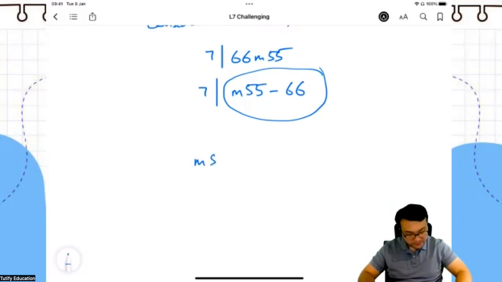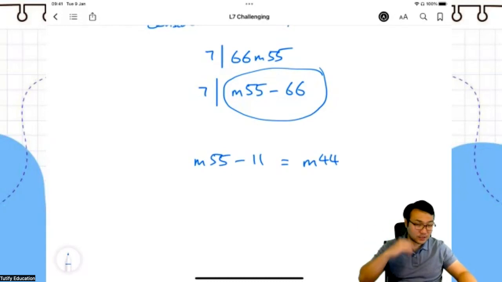Can you have any idea how to simplify this? Because 55 is a bit too small. If I have M55, let's say I minus 11, very easy, I can just get the answer M44. Yes or no? Yeah. But now M55 minus 66 is too big. Do you have any idea of how to simplify, how to minus it? Do you know?